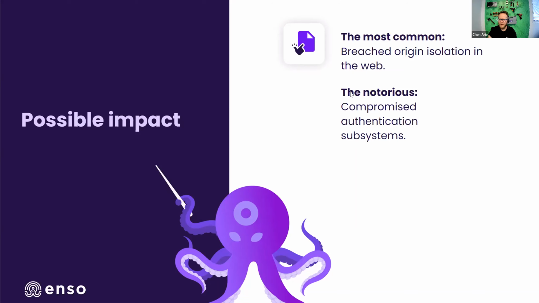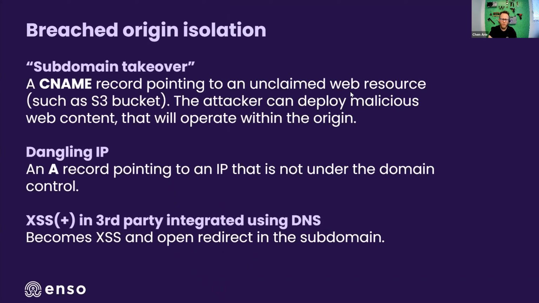Let's drill in a little bit to what is the meaning behind breached origin isolation. I'm pointing out 3 different cases of it that can lead to it. So a subdomain takeover, it's a record pointing to an unclaimed cloud resource. It doesn't have to be a cloud resource, but it's usually a cloud resource like an S3 bucket.